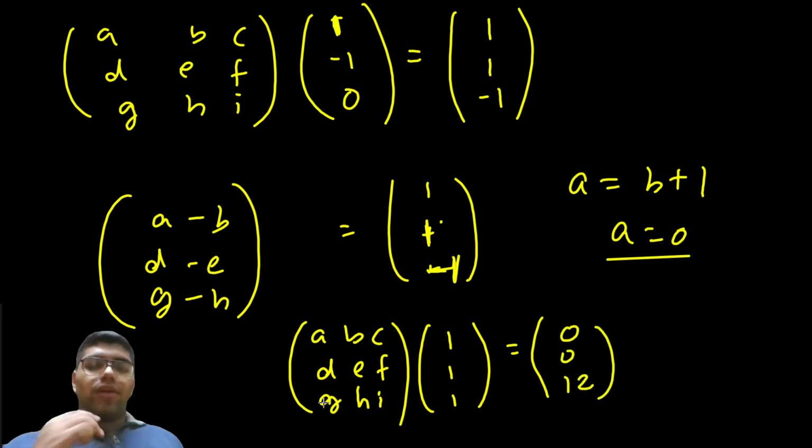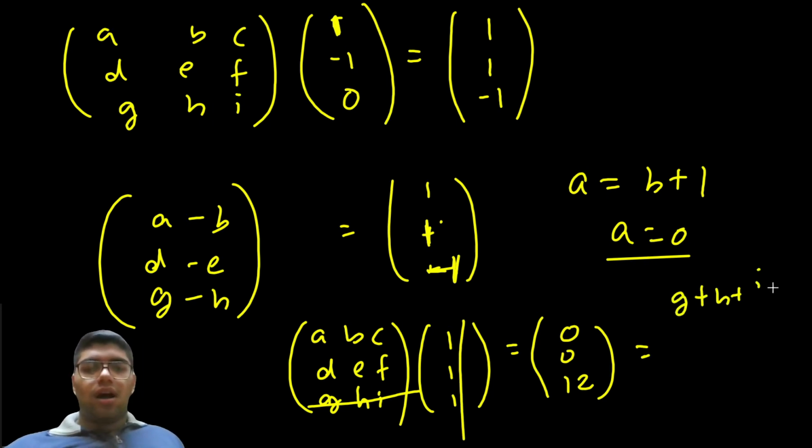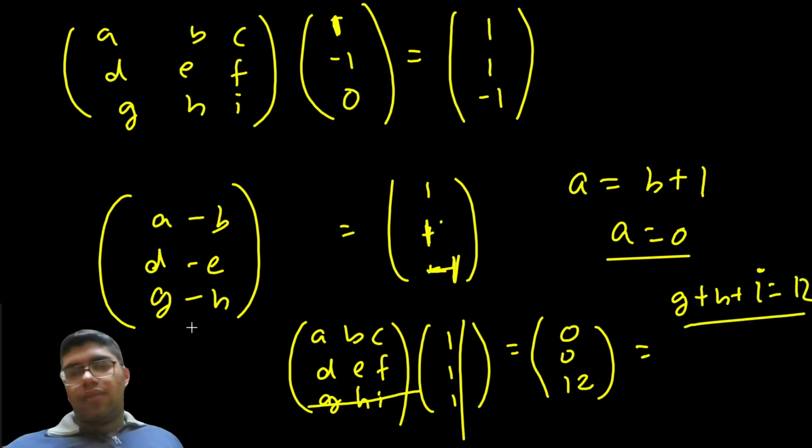So what do I wish? I wish to get i. From where am I getting some i's? I'm getting some i's in this, so I'm not going to solve any other equation. I can simply use this and I can get g plus h plus i is equal to 12. I have to find g and h.